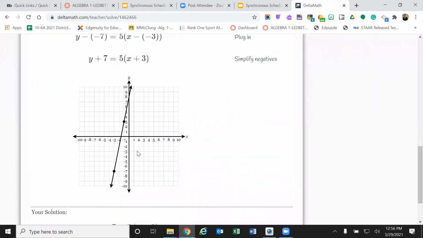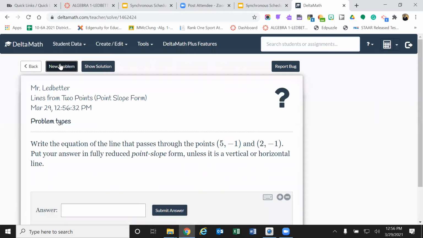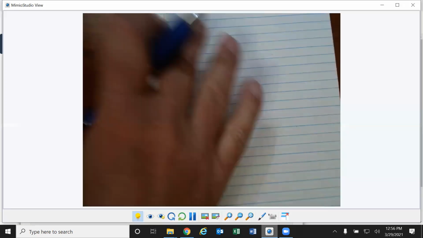We didn't have to graph it. They just graphed it for you. All right, let's do one more. This one says 2 points. We have 5 and -1, and the other one is 2, -1. They want us to do the point slope formula again. So we're going to do the exact same thing we just did.